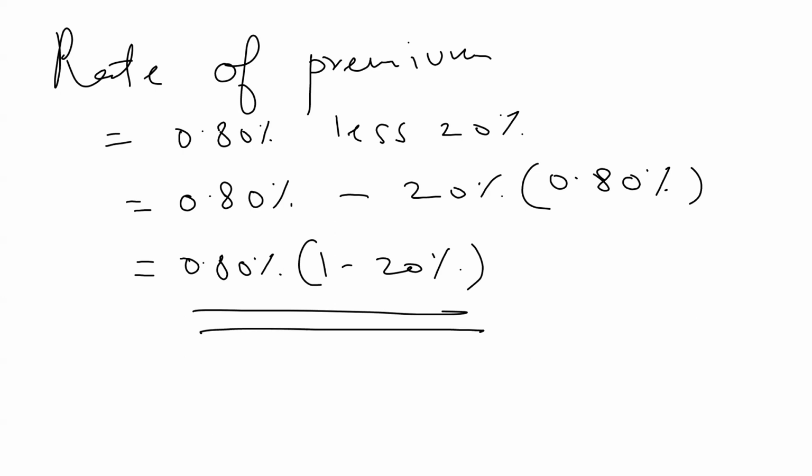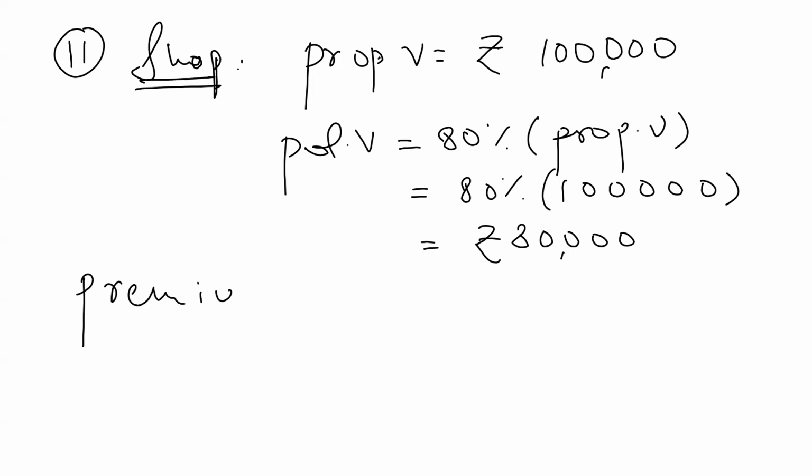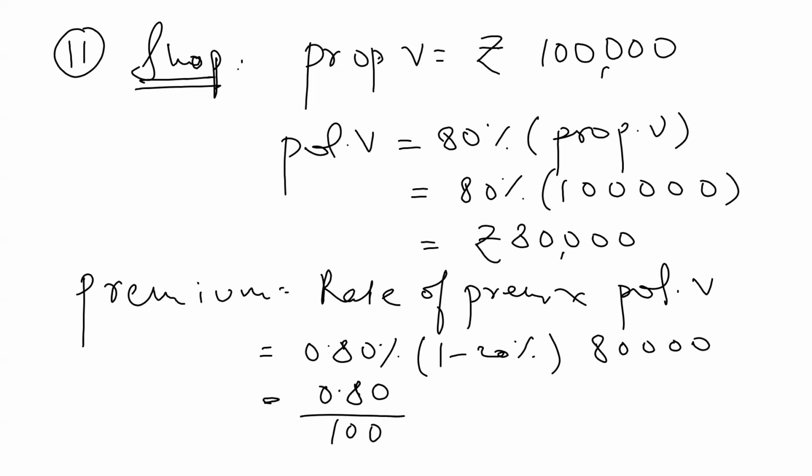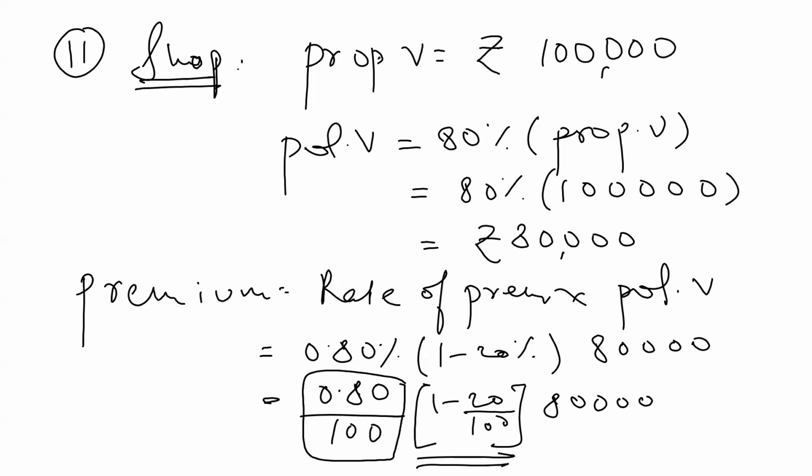So premium for shop will be the rate of premium into policy value. So 0.80% into 1 minus 20% into policy value, which is 80,000. So 0.80 upon 100, I'm converting the percentage into upon 100. 1 minus 20 upon 100 into 80,000. Again 1 minus 20 upon 100, I'll write as 80 upon 100, taking LCM for this bracket. And here I'll put two more zeros in the denominator because it is 0.80, so after the decimal there are two digits. So 80 upon 10,000 into 80 upon 100 into 80,000.